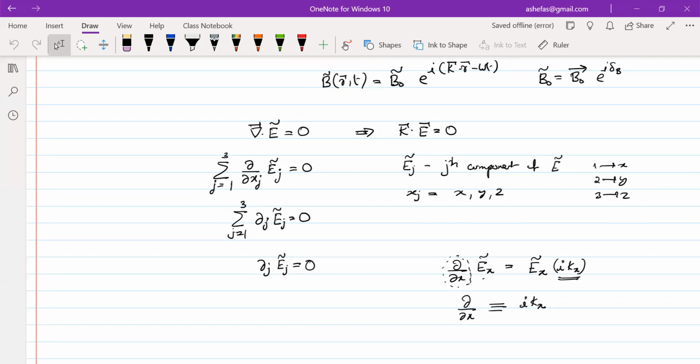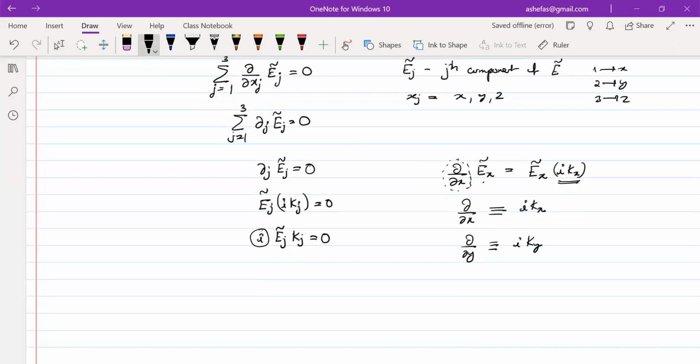If you differentiate with respect to y, what would be the effect of dou by dou y? That will correspond to i ky. So dou j acting on Ej will give Ej itself multiplied by the jth component of k, so i kj. That would be equal to 0. What is i times Ej tilde kj is equal to 0. Now i is just root minus 1, this can be taken to the right side. So what will you get? Ej tilde kj equal to 0.